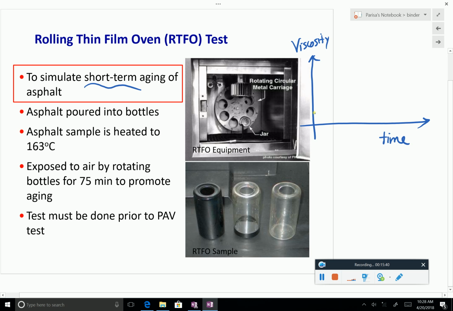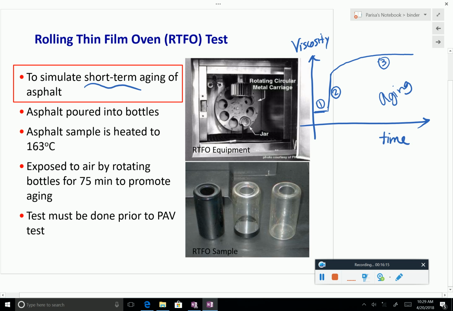But in the beginning, in the tank, nothing happens. When the material gets exposed to high temperature and air and pressure during construction, phase 2, the viscosity jumps up quite a bit. And then during the lifetime, it's more asymptotic. It's increasing, but not at a very high rate. This would be phase 3. That's aging of asphalt.